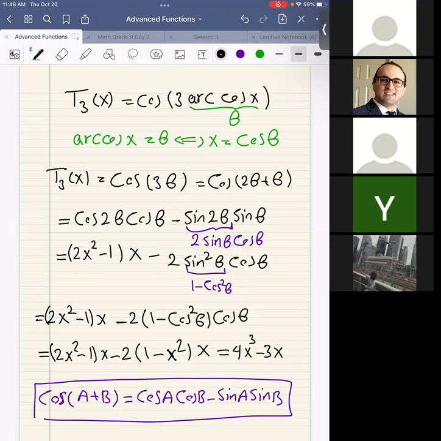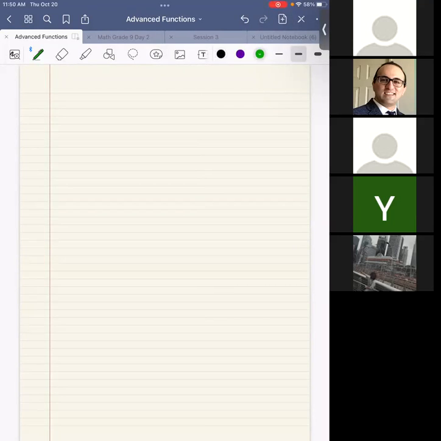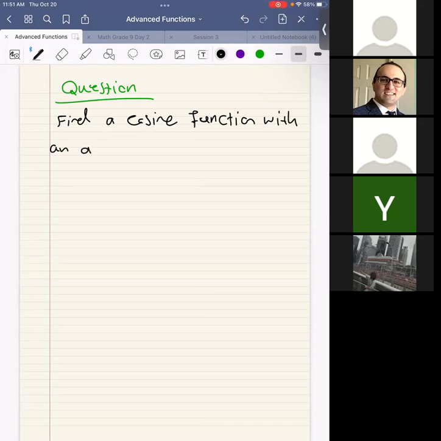Okay. Questions. So one of the questions on some other question, which is a review question, is: find a cosine function with an amplitude of 5/4 and period of 6.